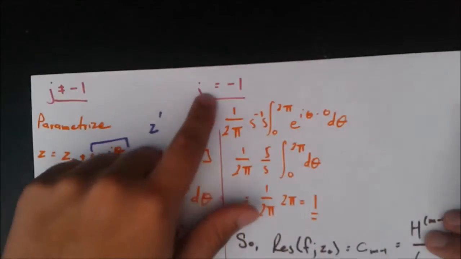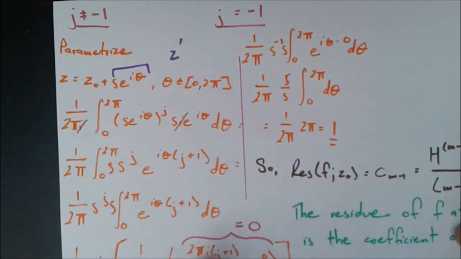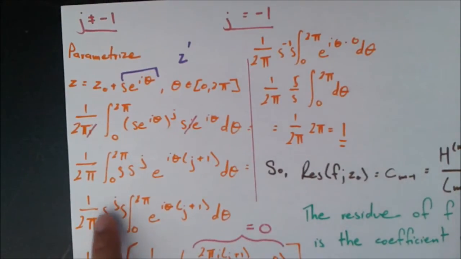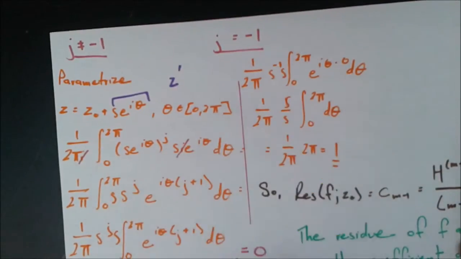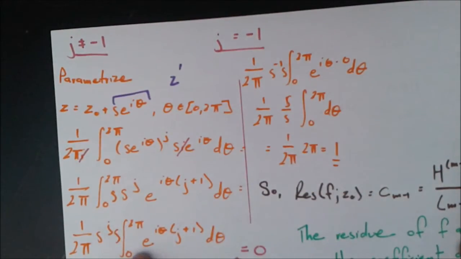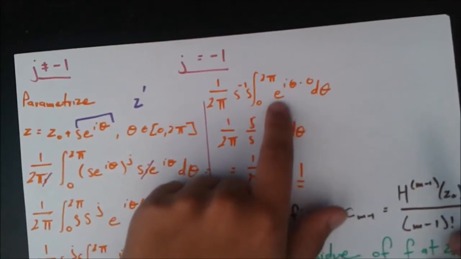So let's consider that. J is equal to negative 1. So we're going to pick up right where we left off. We're going to pick up from this step right here, where we have 1 over 2 pi s to the power of j s. And in this case, j is negative 1, so we have s to the negative 1 s. And then we have the integral from 0 to 2 pi e to the I theta j plus 1 and d theta.